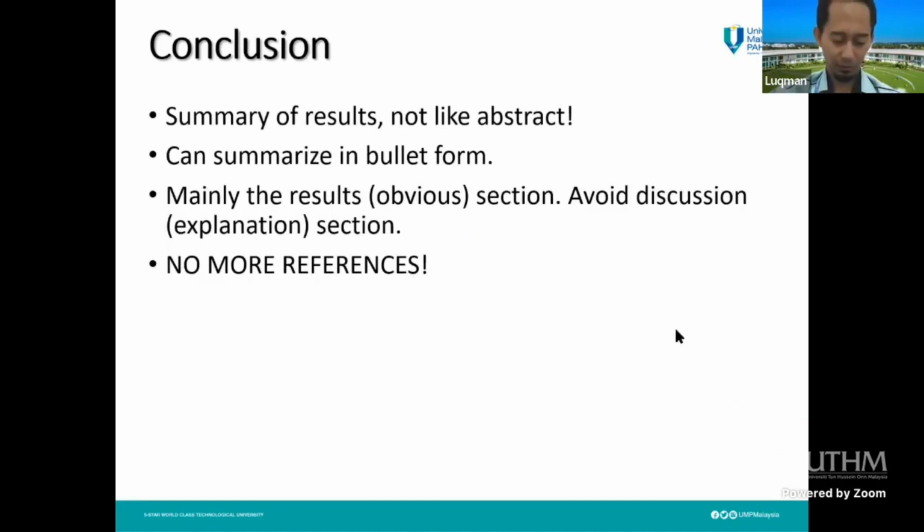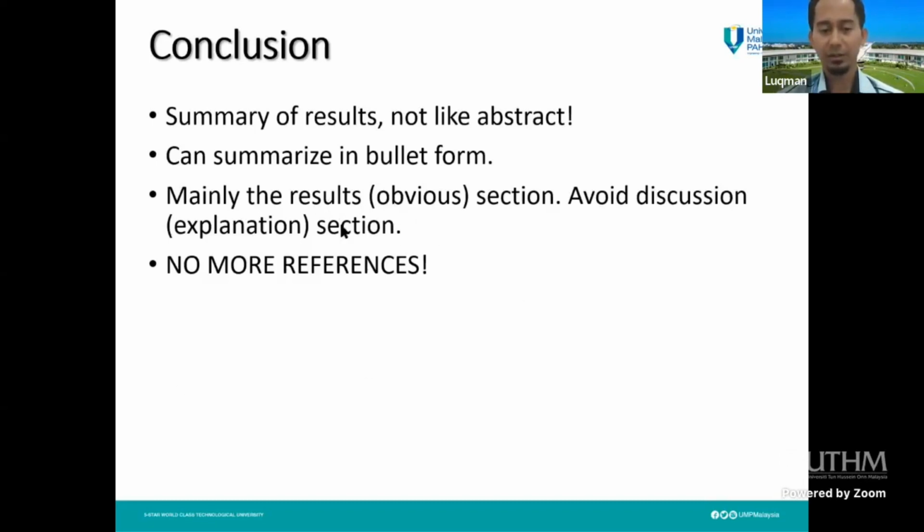Okay, for conclusion, it's a summary of results. It's not like the abstract. So just talk about the results. And then I would recommend, this is my style, summarize it in bullet form. So say in mechanical engineering, there is a mechanical analysis and a microstructure analysis. So you can separate them. One bullet for mechanical analysis, or maybe two bullets for the mechanical analysis results, and then two more for the microstructure analysis. Whatever. So this is one way to do it.